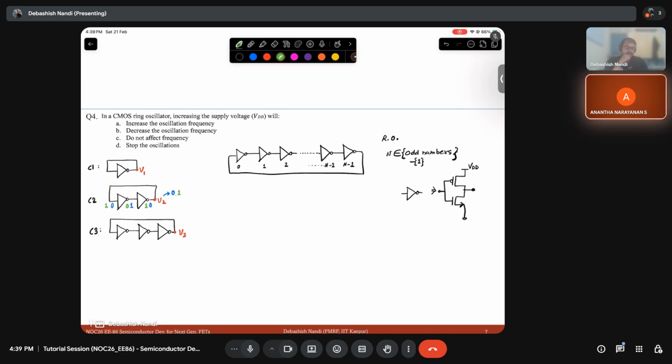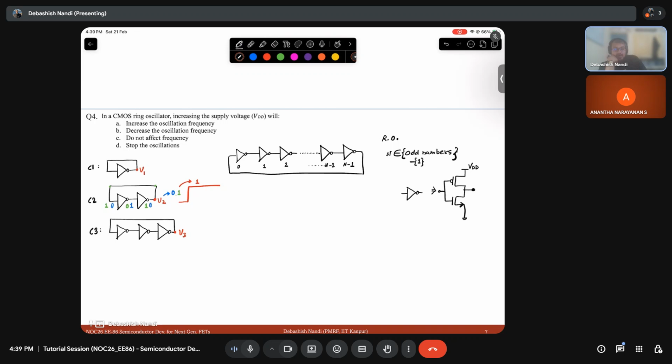What is the third one? So the output of this will look something like this, right? It will stay at 1. Let's say the green case. What about the third one?